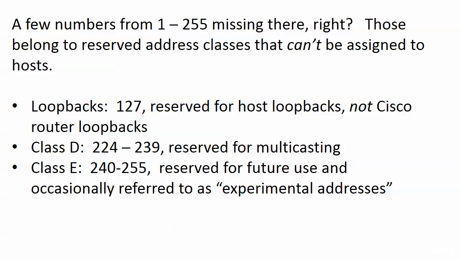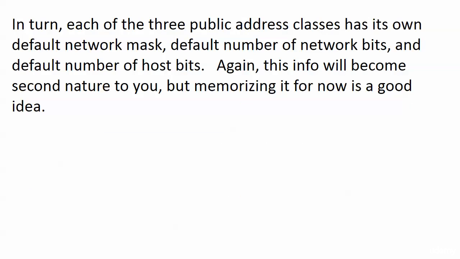OSPF and EIGRP, two routing protocols you'll be introduced to, and as a matter of fact RIP version 2, all use an address from that range to do their work. We'll see that in action. But Class D, 224 through 239 is the first octet there. Class E, 240 through 255, reserved for future use is the official phrase you usually see with that range, and occasionally referred to as experimental addresses. And they don't want you to know what experiments we're doing with those addresses. Matter of fact, it's so secret they haven't even told me. But those are your Class E addresses.